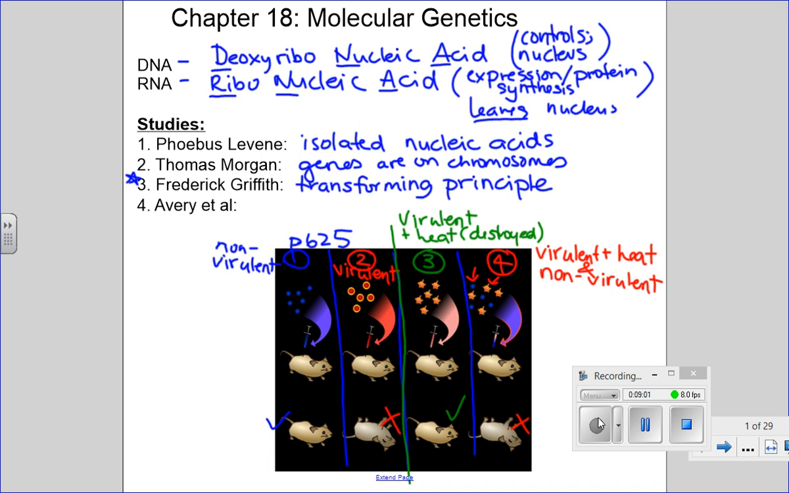When he injected the non-virulent strain, the mouse was okay. When he injected the virulent strain treated with heat, the mouse was okay. But when he mixed them together, the mouse died. That was weird. And so the explanation for this is that there was transformation. The virulent strain, even though it was not active, transformed the non-virulent strain. And we know now it's because of DNA, because DNA was present. And so basically the non-virulent strain became virulent because the DNA was present for it to happen.